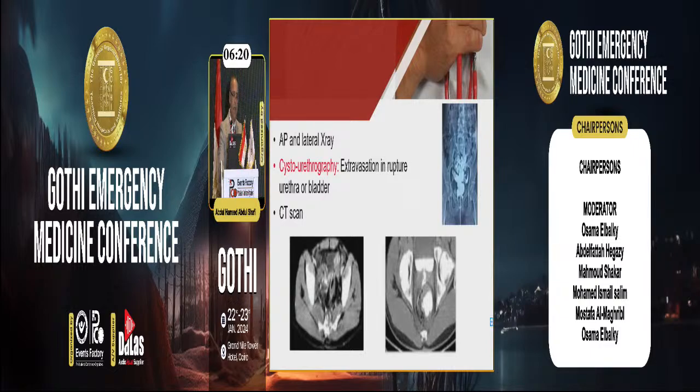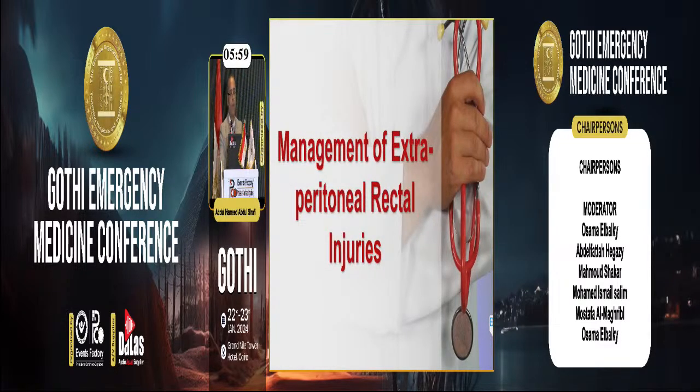CT. In this picture on the right side, there is dye in the rectum, and from the injury of the rectum the dye reaches the bladder. On the left side, there is a fracture of the pelvis, pubic ramus, free intraperitoneal fluid, and thickened wall of the rectum. Management of extraperitoneal rectal injuries.